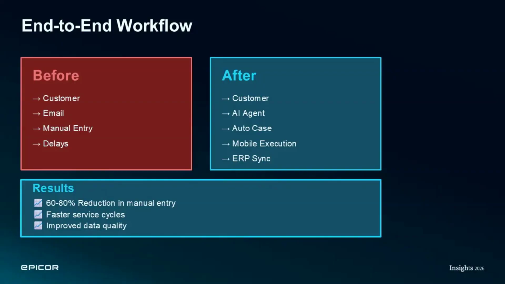So the end-to-end workflow, how does this look, right? Before, it was customer, email, anonymity, and delays. Now, in the new world, we're talking about the customer, an AI agent, and automatically creating a case.